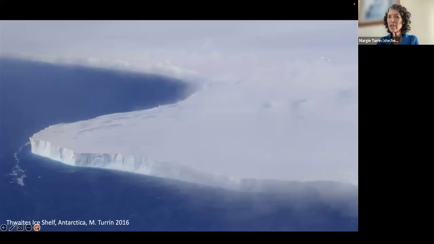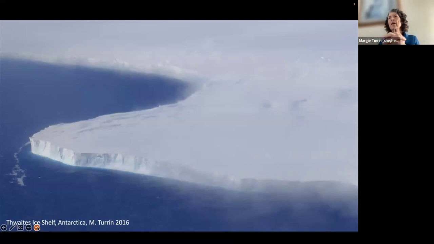And I always like to show a picture because when we think about ice floating on top of the ocean, we don't think about how thick this ice is. I mean, this is like 600 meters. This is a lot of ice. It's a stable, very stable platform. We have camps that are set up on them.